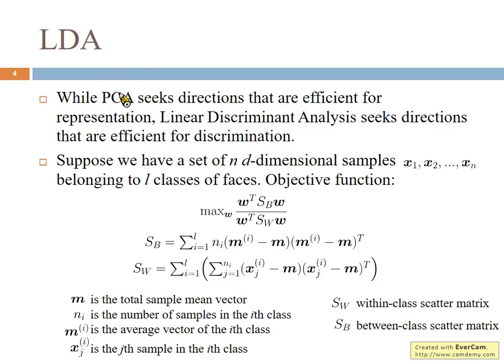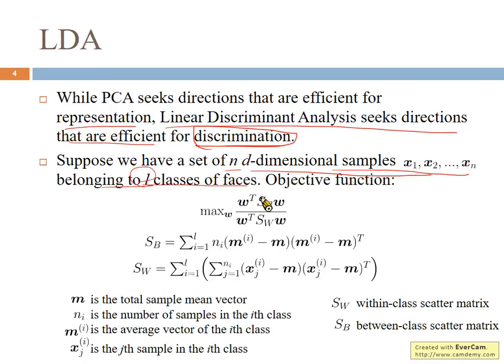About LDA. While PCA seeks directions that are efficient for representation, LDA seeks directions that are efficient for discrimination, as we mentioned before. Suppose that we have a set of n d-dimensional samples, S1 to Sn, belonging to L classes of faces. The objective function is this. This is the ratio of the between class scatter to the within class scatter. The numerator is the between class scatter of the projected data, and the denominator is the within class scatter of the projected data. All this mathematical formulation has been introduced before.